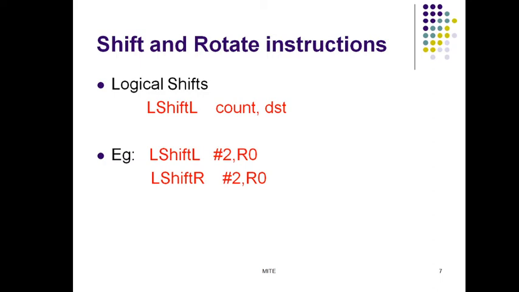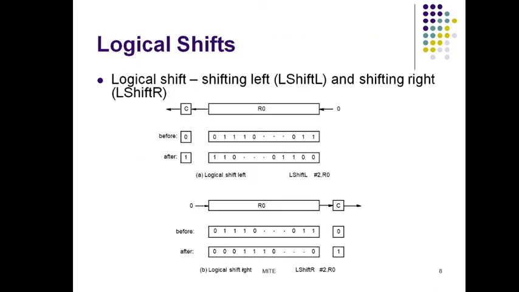These instructions shift an operand over a number of bit positions specified in a count operand contained in the instruction. So the general form of a logical left shift instruction is LShiftL, which represents logical shift left, and then we have count, destination. Count is the number of bits by which we should shift the operand. Destination will be nothing but the operand. The count operand may be given as an immediate operand, which is represented with a hash value, or else it may be contained in a processor register.